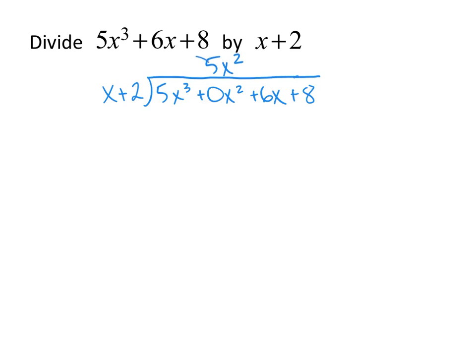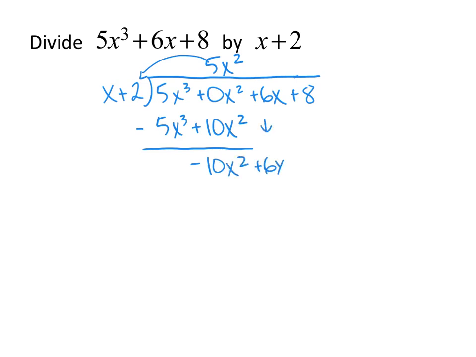And then I do the multiplication. 5x squared times x plus 2 would be 5x cubed plus 10x squared. As always, I subtract, and 0 minus 10x squared is negative 10x squared, and I bring down the next term, which is 6x. Repeat the process. So x times what is negative 10x squared? Negative 10x. And now I multiply negative 10x by x plus 2, and I get negative 10x squared minus 20x.